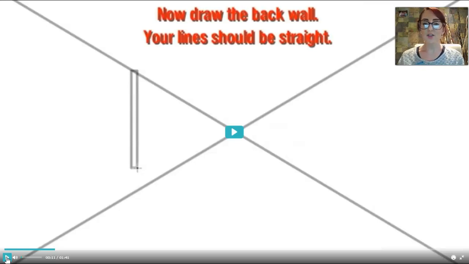So the first thing that you do here is, if you have a sheet of A3 paper, go for it. Otherwise, if you have A4, that is totally fine. But with your ruler, I would draw a line from one corner of my paper to another.